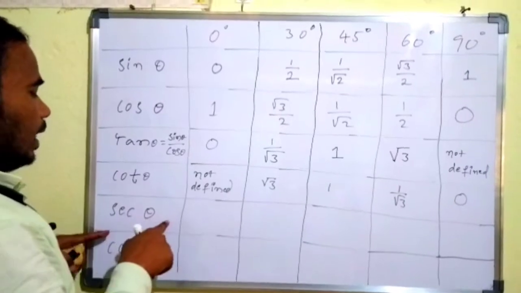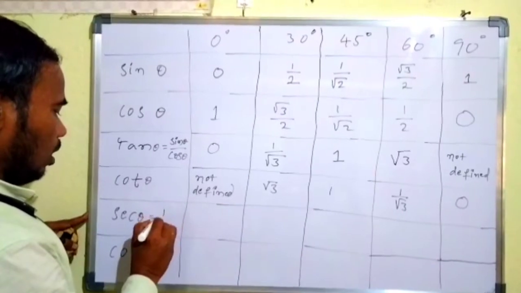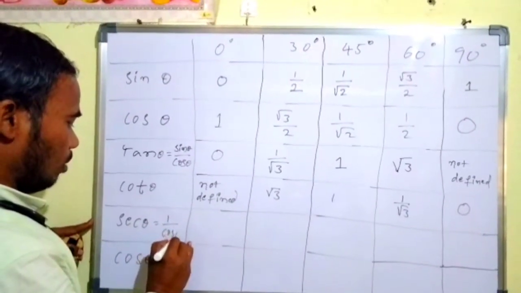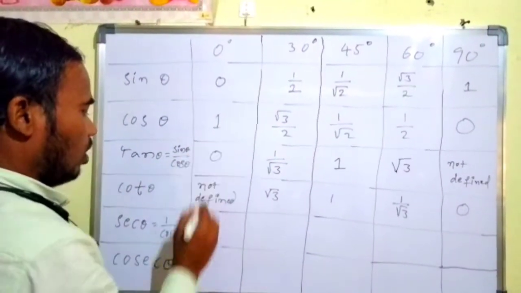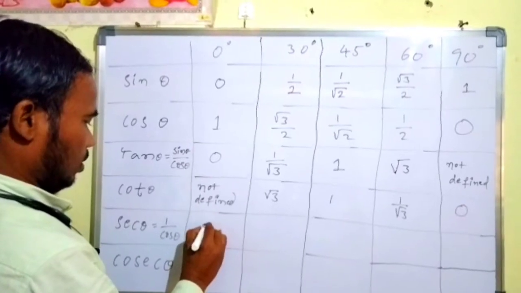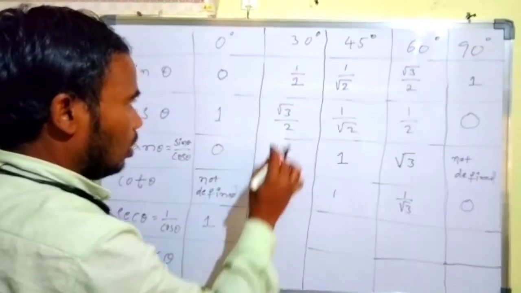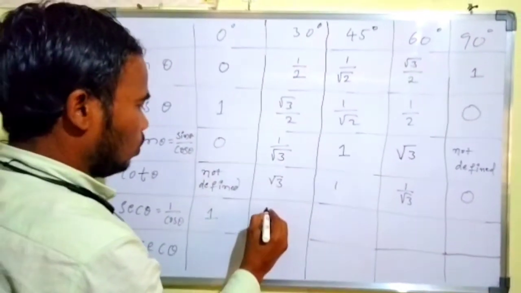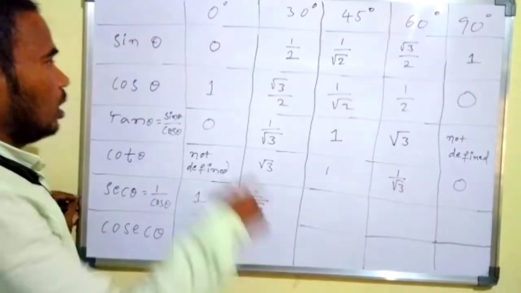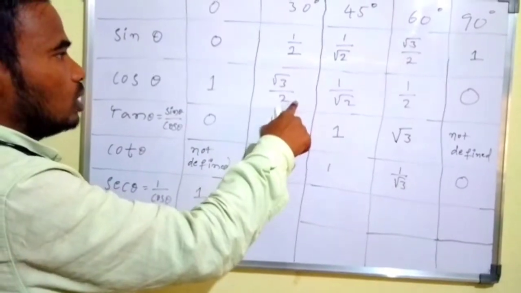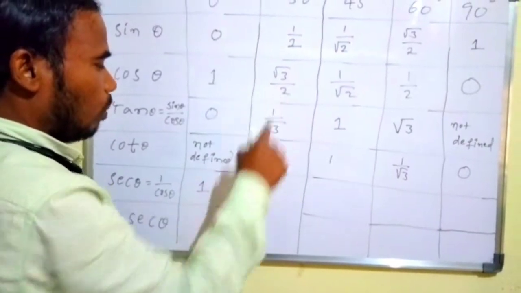Now sec theta. Sec theta means what? Sec theta is the reciprocal of 1 by cos theta. So the cos theta reciprocal, what is that? 1 by 1, which is 1. And 2 by root 3 reciprocal, what is that? Here cos theta is root 3 by 2. So the reciprocal: the denominator and numerator swap, numerator and denominator. So here is 2 by root 3.